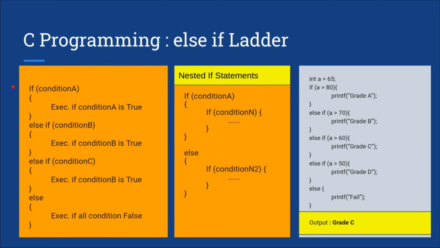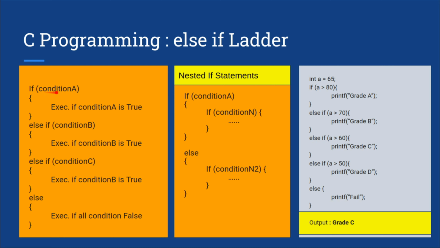Here we have the syntax: if, then we have a condition, then we have an if block, then we have an else if, then some condition, then this else if block, then another condition C, then another else if block, then we have an else block, right? So that is here. So what will be the flow of execution?